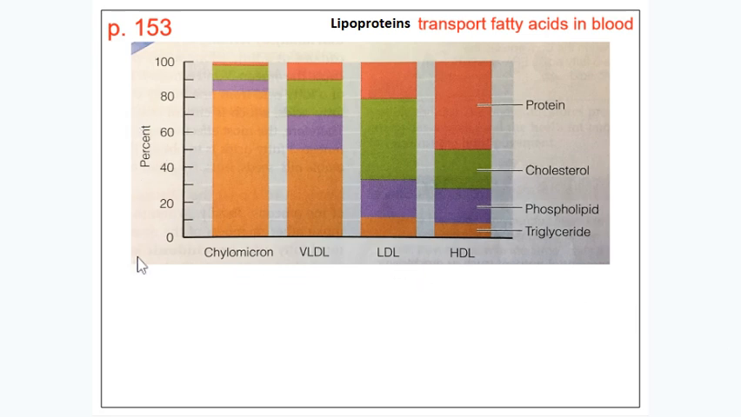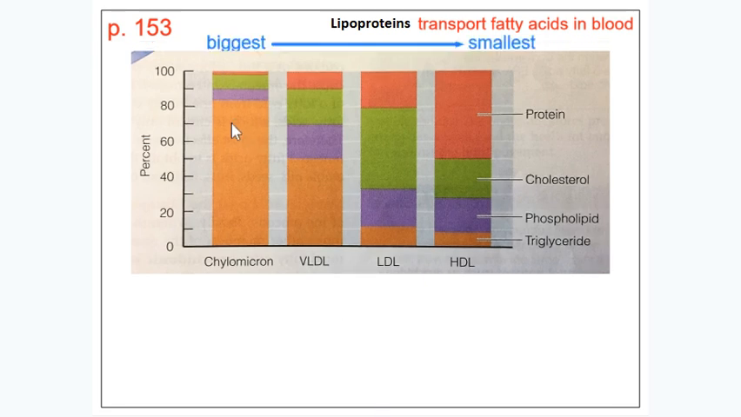If we look at this graph, on the left is the percent of these 4 different components: triglycerides, phospholipids, cholesterol, and protein. And then on the x-axis, we have our 4 different lipoproteins. What you can't tell from this graph is that these are in order from biggest to smallest. So chylomicrons are the biggest, and they get smaller and smaller. HDL is going to be the smallest.